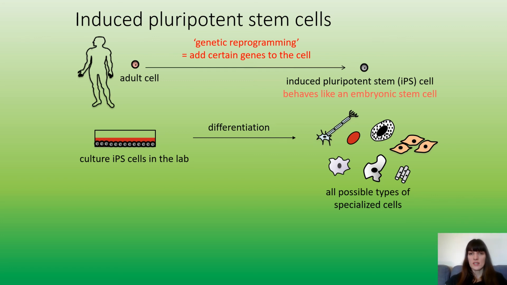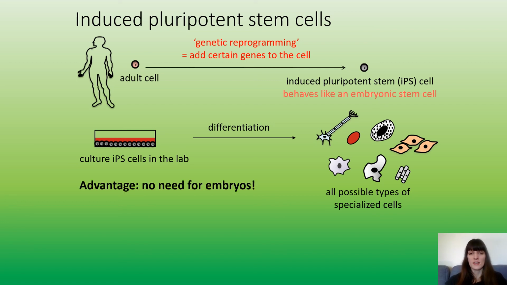Scientists add particular genes to adult cells to make them behave like embryonic stem cells. Genes give cells instructions about how to behave, so this process is a bit like changing the instructions in a computer program to make the computer do a new task. Scientists call this process to make iPS genetic reprogramming. Researchers hope that one day they might be able to use these cells to help treat diseases like Parkinson's or Alzheimer's. You can see on the visuals that they take adult cells, add certain genes to make them behave like embryonic stem cells, culture them in a lab, and then we're able to get all our possible specialized cells.